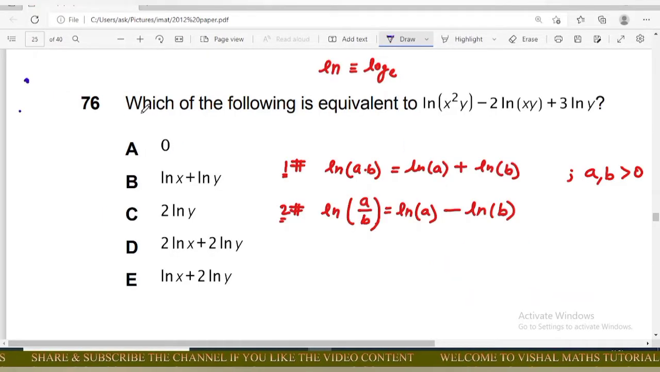Next question, that is: which of the following is equivalent to ln of x square y minus 2 times ln of xy plus 3 times ln of y. Actually in this question, ln means logarithm with the base e. For this question we have to remember a result first, that is, logarithm of a times b is equal to logarithm of a plus logarithm of b, where a, b must be greater than 0.